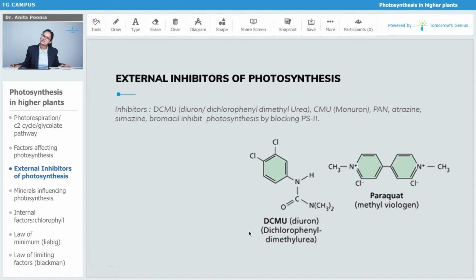So external inhibitors of photosynthesis: one such inhibitor is DCMU, that's dichlorophenyl dimethylurea. DCMU and CMU, then pan, atrazine, simazine, and bromacil inhibit photosynthesis by actually blocking photosystem 2. So these are the external inhibitors of photosynthesis which basically stop photosynthesis. And how do they do that? They basically block photosystem 2.